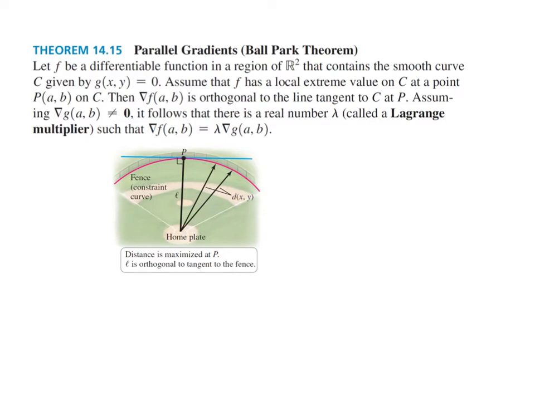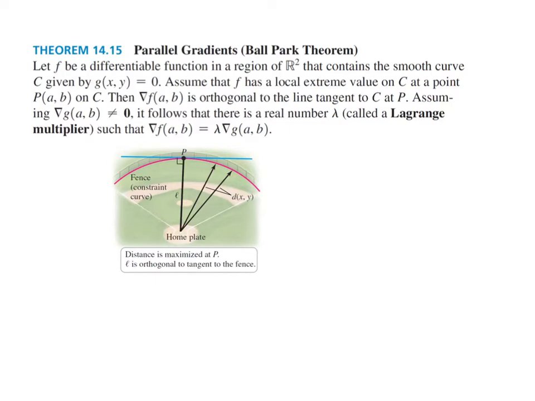And here's the main theorem from this section. It's called the parallel gradients theorem. We have f as a differentiable function on a region in R2 that contains our curve c. C, again, is the constraint curve. f has an extreme value on c at a point P on c. Then the gradient of f at that point is orthogonal to the line tangent to c at P, assuming the gradient of g is not 0. It follows there is a real number lambda, called a Lagrange multiplier, such that the gradient of f at P is equal to lambda times the gradient of g at P.